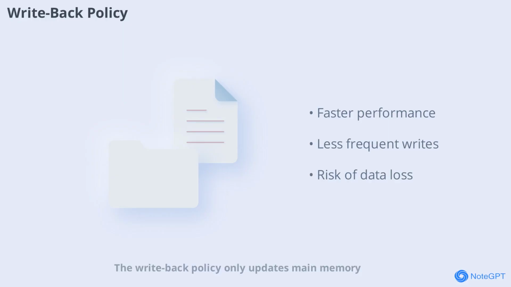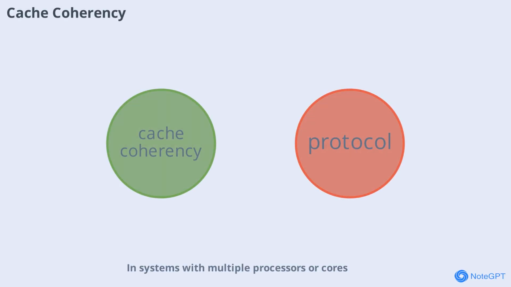The write-back policy only updates main memory when data is removed from the cache. This can speed up performance since fewer write operations are needed. However, it also means there's a risk of data loss if the system crashes before the cache is written back to memory. In systems with multiple processors or cores, cache coherency becomes a major concern.